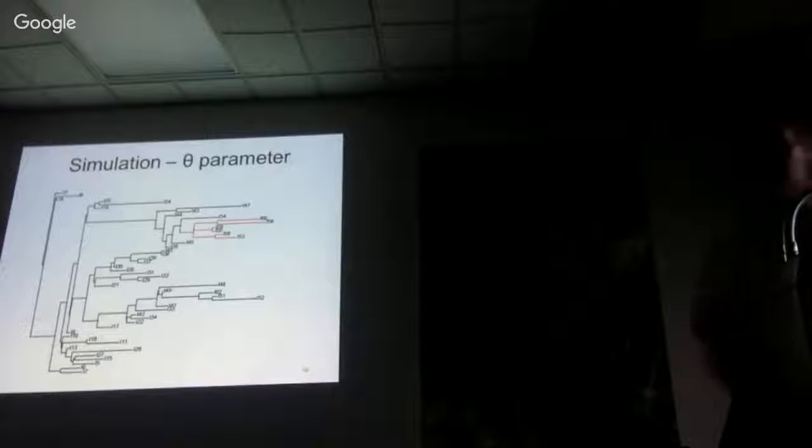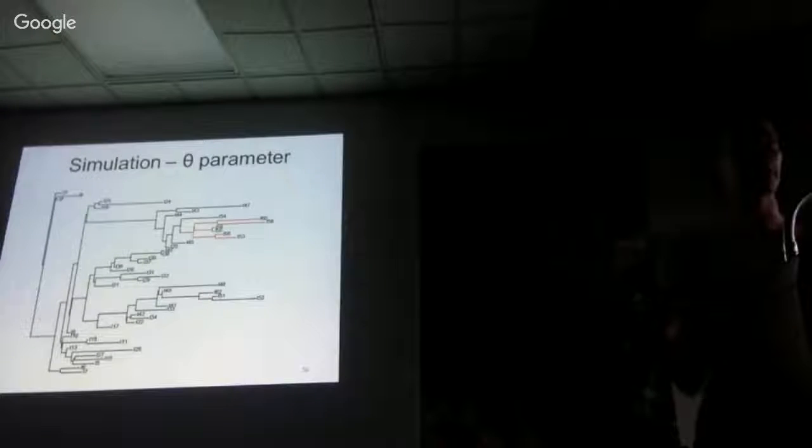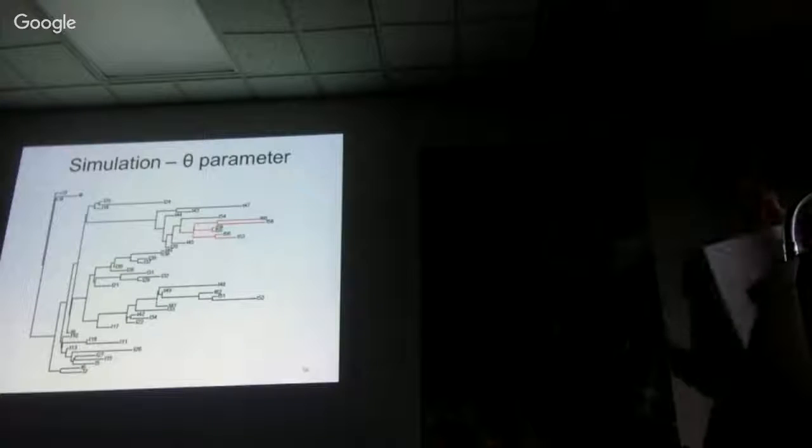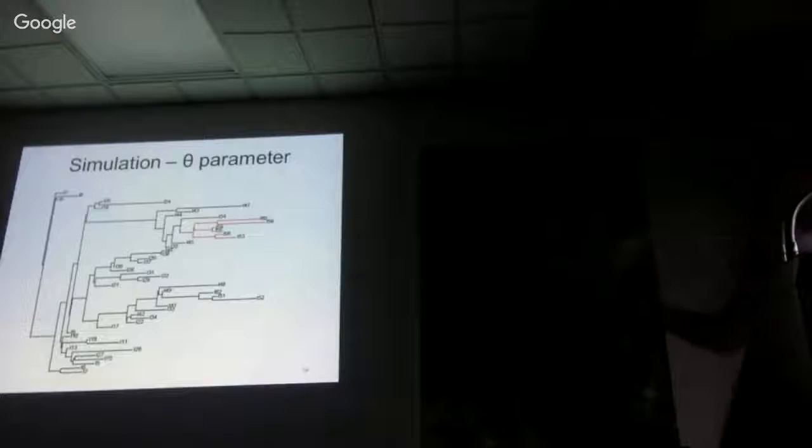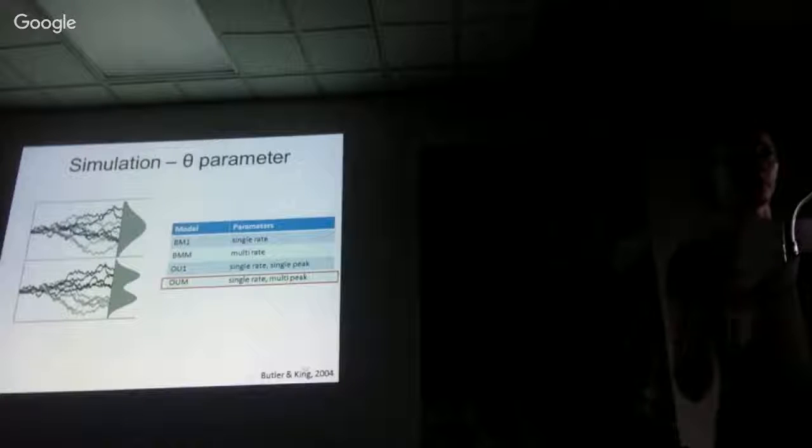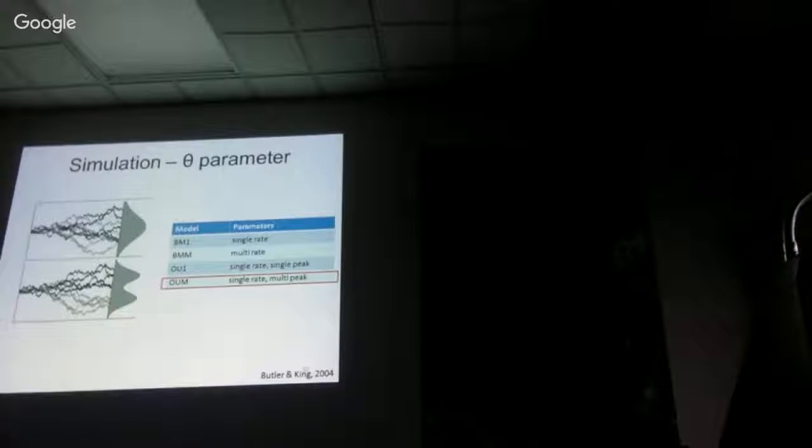So for the theta simulation, I altered the theta value, or the mean trait value, to various degrees. And the rest of the tree was kept at 0, whereas the red clade was given a higher theta value. And in this case, I want to know how big the difference between theta values needs to be in order for the OUM model, the single rate but multi-peak model, to be the best fit model.